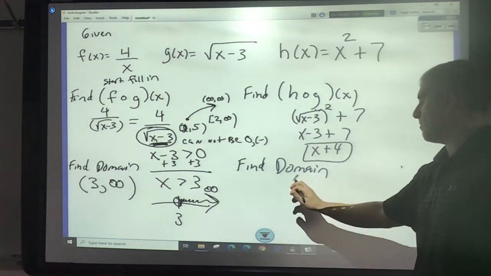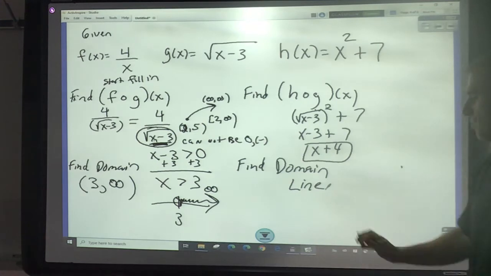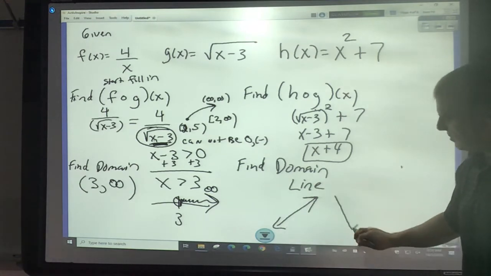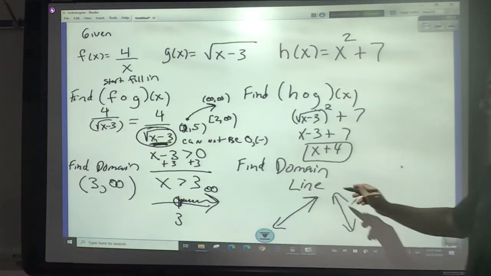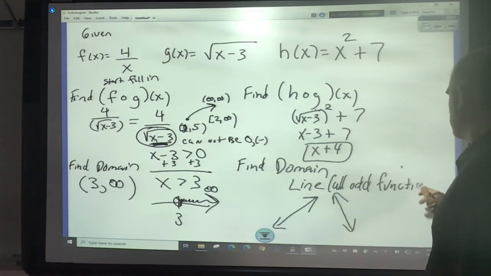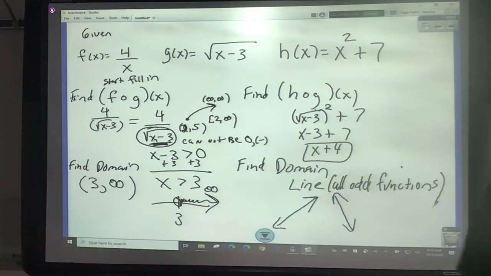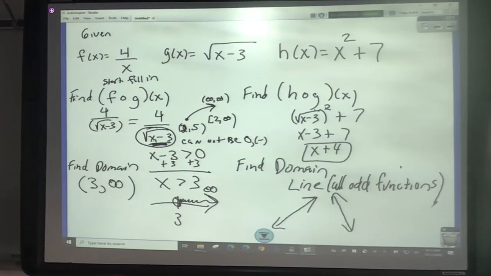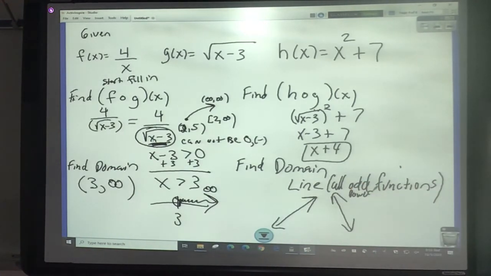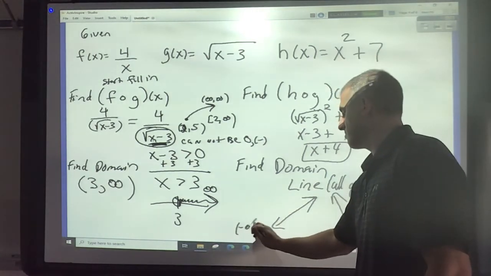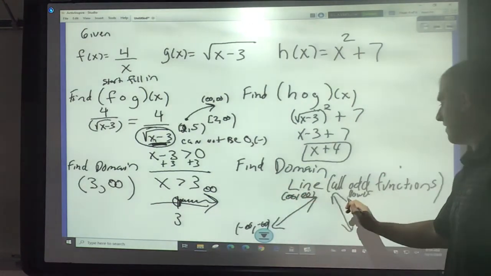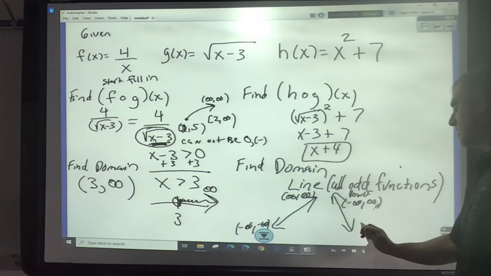This right here, to find the domain, is a line. Now, here's what we know about lines. Lines either look like this, or lines look like this. And this is the same for all odd functions. All odd power functions are going to look something like this. Well, how do you find the domain? Negative, negative, positive, positive. Well, what about this one, Mr. Evans? Well, that would be a negative, positive, and this would be a positive, negative.